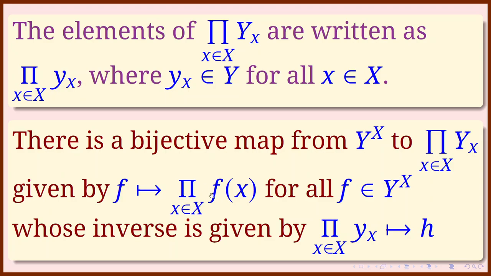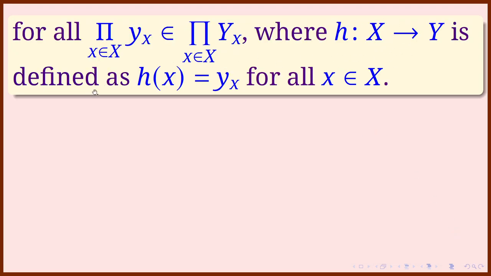And what is the inverse of this map? The inverse of this map is a map from this Cartesian product to Y to the power X. So we start with an arbitrary element here in this Cartesian product, y_x, where x runs in X, and it goes to h. And what is h? h is given by this definition: h(x) is equal to y_x for all x in X. So this y_x is this starting point here. It comes from here.